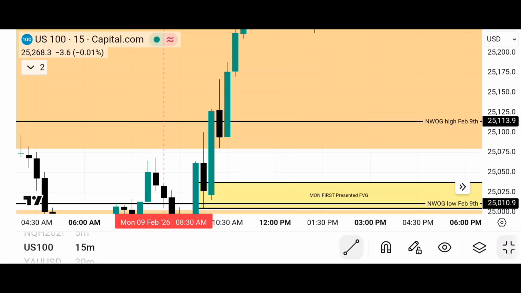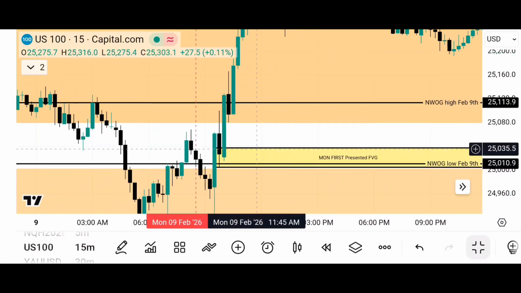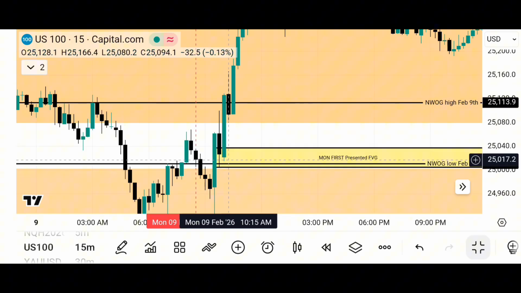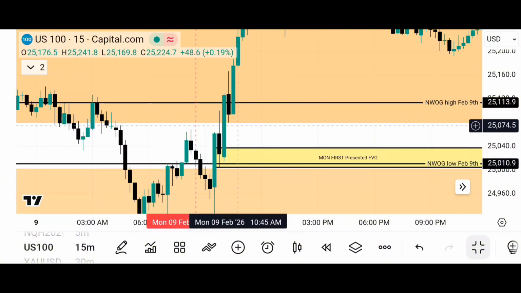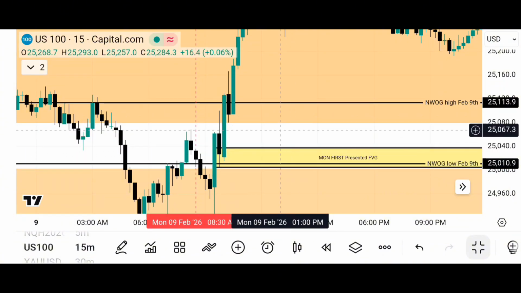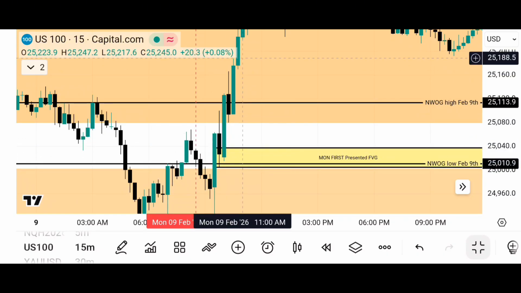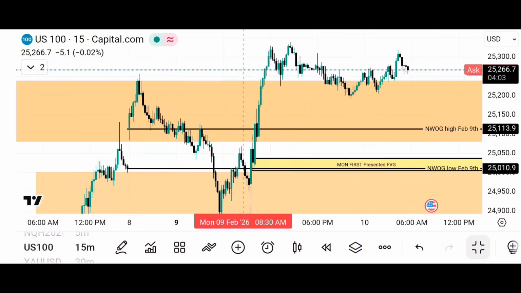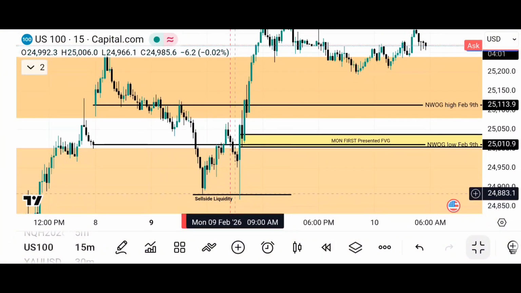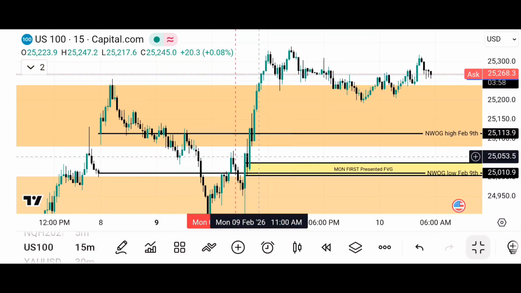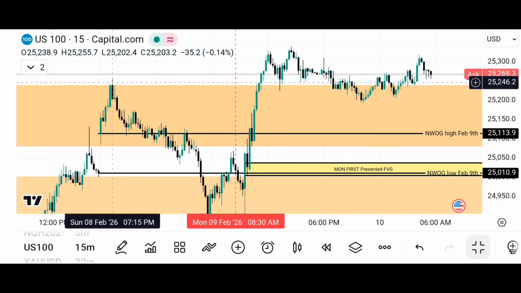And on the 15 minute time frame, you can see how price respects the Monday first presented fair value gap. So this is the fair value gap that was the first fair value gap that was formed today for this particular trading day. Monday first presented fair value gap, and you can see how price respects it. Price uses it as a support right here, trades into it and bounces off. Then this sell side being taken, and price rallied up to buy side, this high right here.